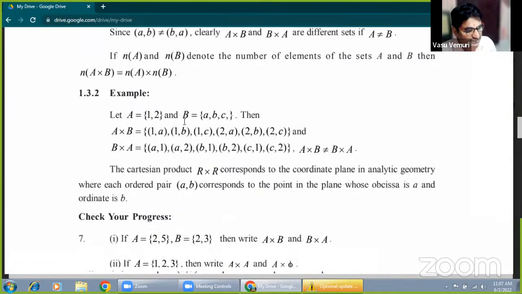Okay. Now see this one example. A cross B is there. A equal to {1, 2}. B equal to {a, b, c}. It is very clear. Please listen carefully.